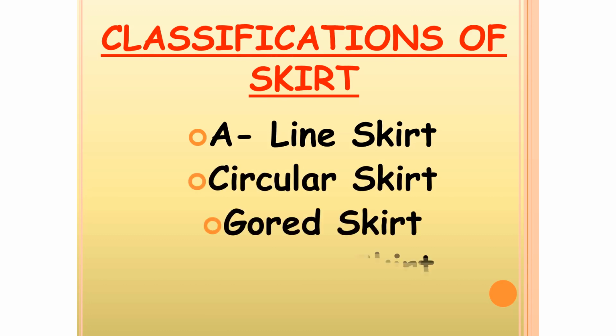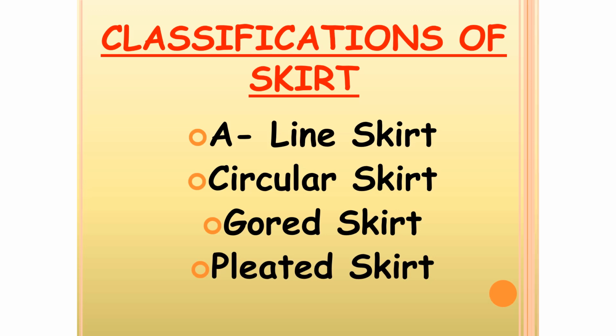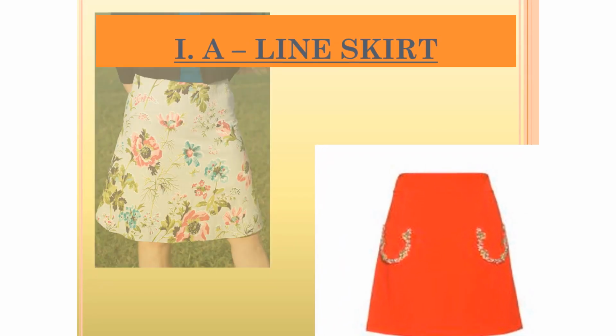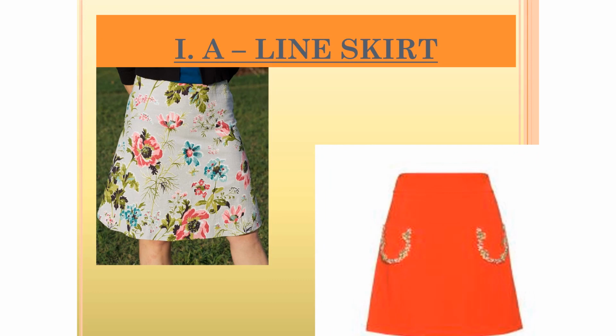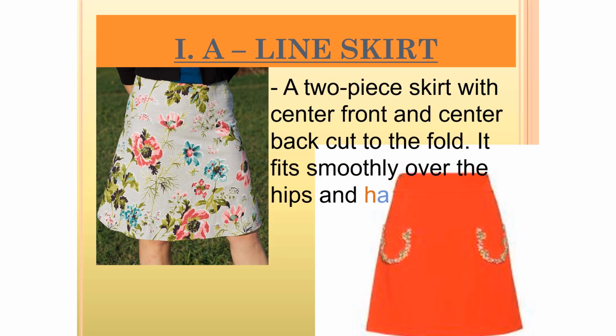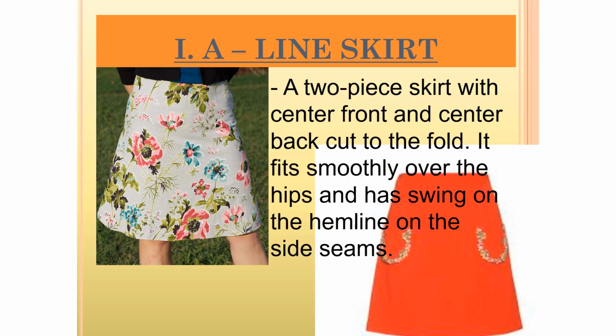Let us discuss the different classifications of skirt. We have the A-line skirt, circular skirt, cord skirt, and pleated skirt. These are examples of an A-line skirt. And when we say A-line skirt, it is a two-piece skirt with center front and center back cut to the fold. It fits smoothly over the hips and has swing on the hemline on the side seams. It is taken from the shape of a letter A.